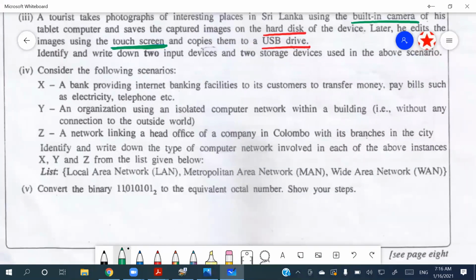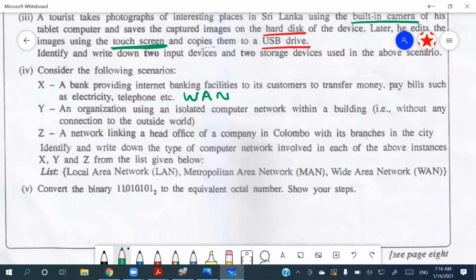It says, consider the following scenario. A bank provided internet banking facility to its customers to transfer money, pay bills such as electricity and telephone. So when the bank is providing e-banking facility to the customers, it's going to be all over the world, right? So it's going to create a very huge network where we can consider it as a WAN, or in other words, wide area network.